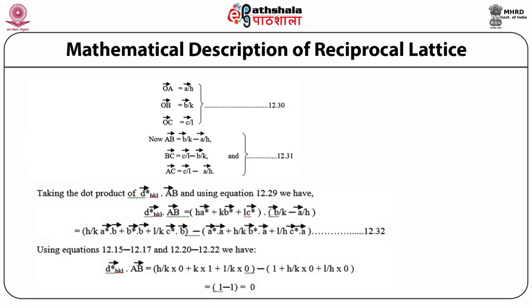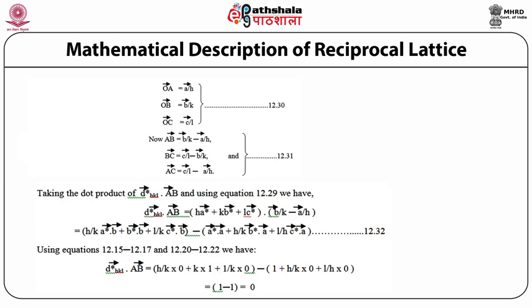Taking the dot product of vector d star hkl and vector AB, and using equation 12.29, we have d star hkl dot AB equal to (h a star plus k b star plus l c star) dot (b by k minus a by h), which is equal to h by k a star dot b plus b star dot b plus l by k c star dot b minus a star dot a plus k by h b star dot a plus l by h c star dot a, which is equation 12.32.